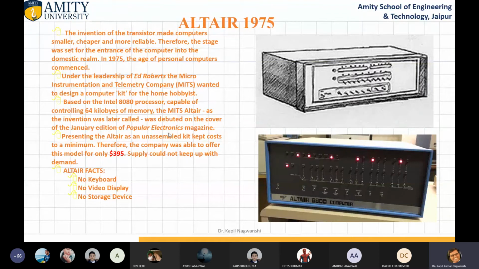So this Altair is like a CPU, and there are multiple switches available, but it is not available with the keyboard, video display, and storage device. So it was targeted as a first personal computer, but the company was not able to fulfill the demand. That's why some other computers were developed. Its cost is also very less for that time. It is $395.